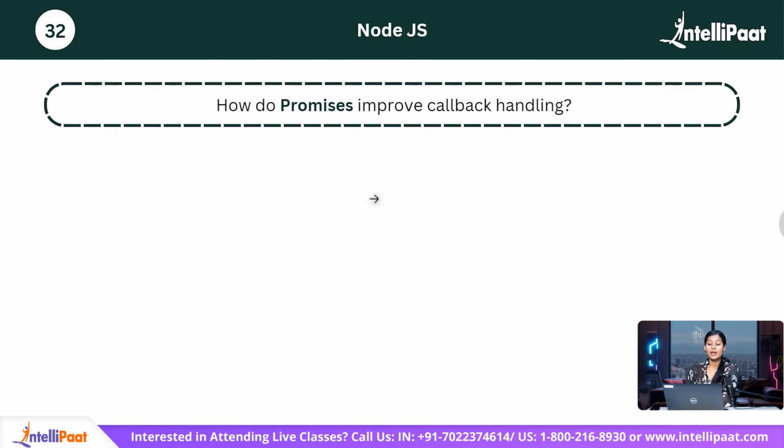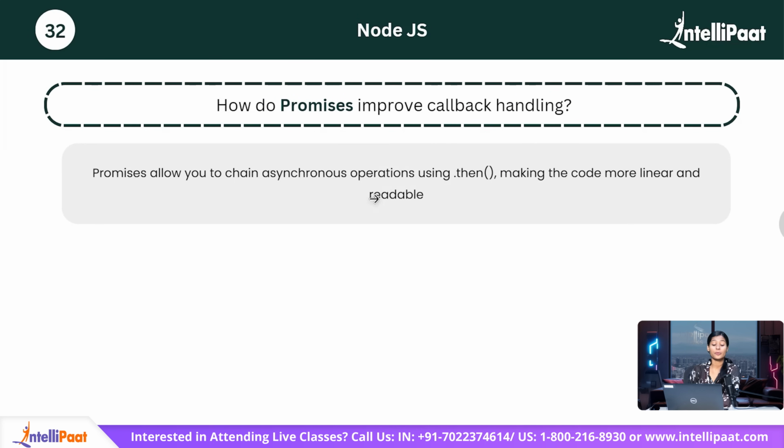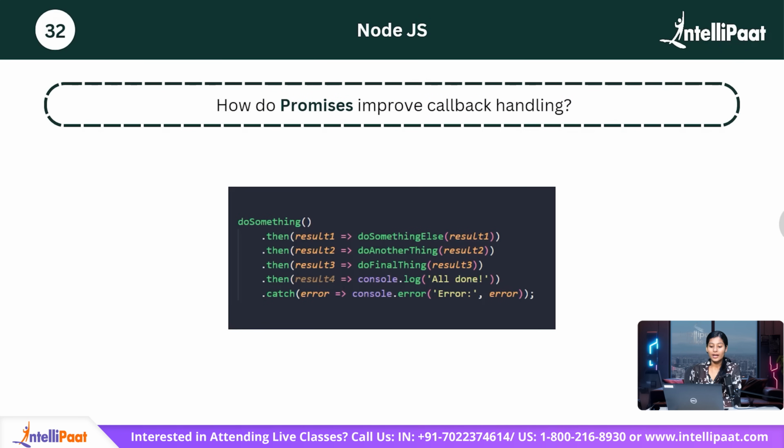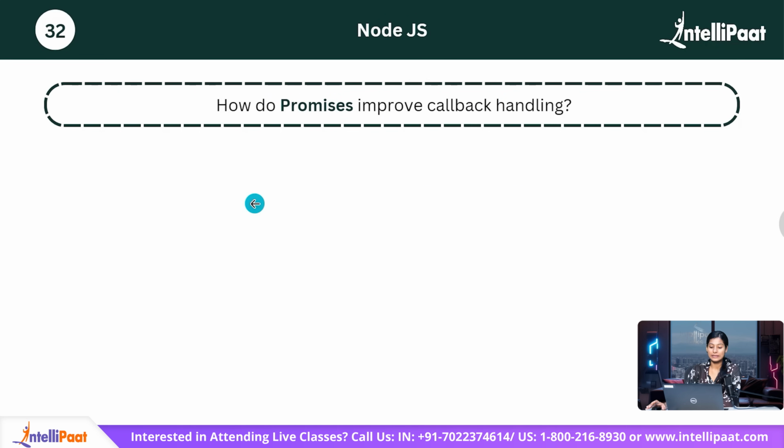Moving on to our next question, how do promises improve callback handling? Now, this is what we discussed in the previous question. We've already seen that promises allow you to chain asynchronous operations using .then, making the code more linear and readable. This can also convert your async code into sync code, because after one function happens, then another function happens, then another function happens. This is joined by that .then. And this is how the code looks like that we already saw. There's a main function. After this function happens, another function happens with the first function's result. So it keeps the code much cleaner and linear.